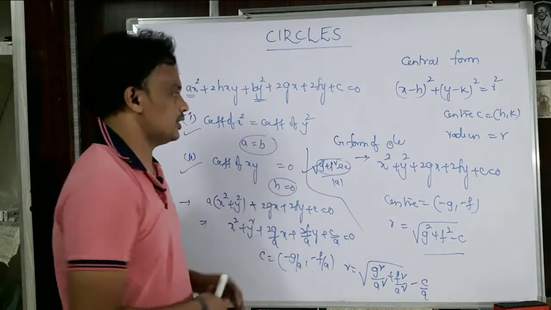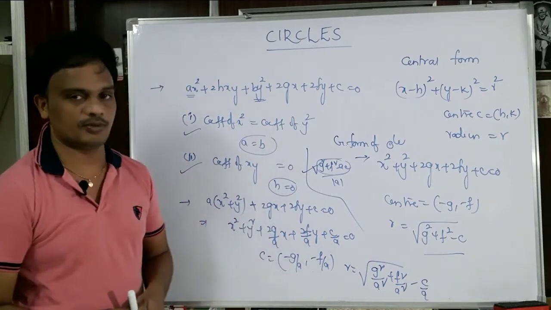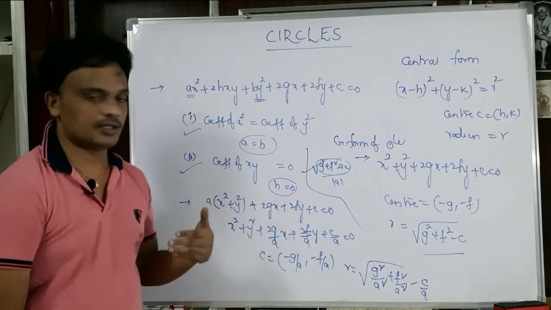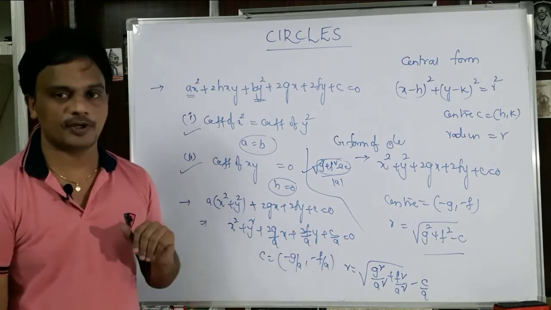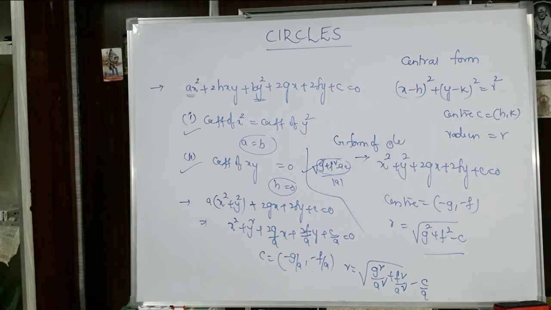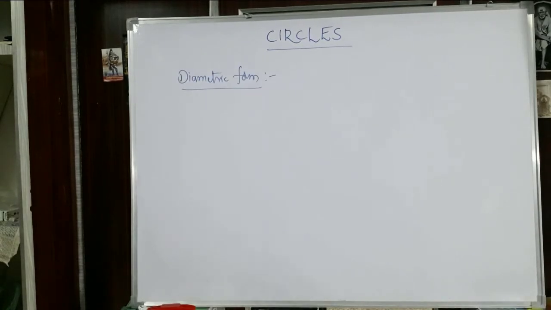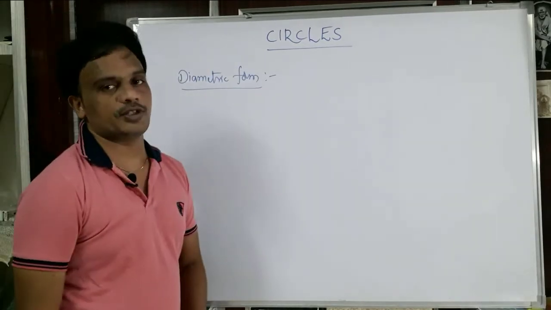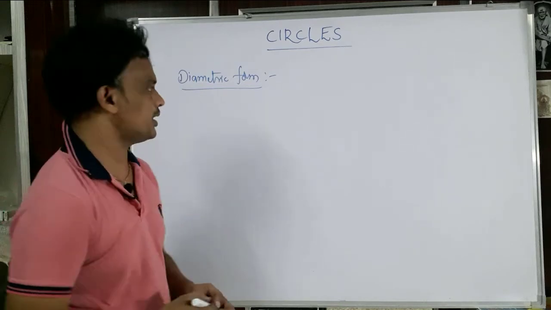From the last video we discussed this one. So, let us continue with the different forms of a circle. The next form of a circle is the diametric form. What is the diametric form?